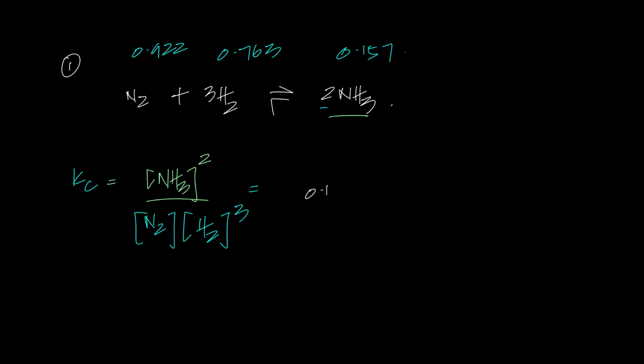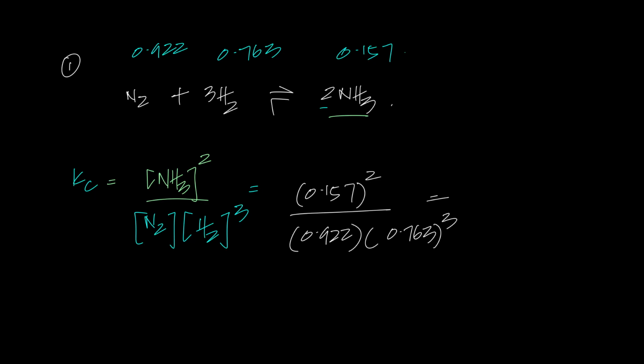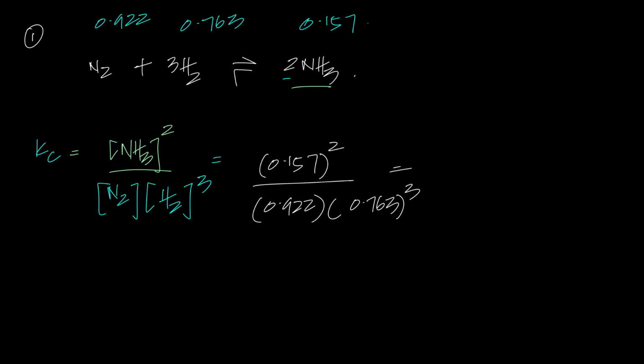It's again 0.157 raised to the power 2 effectively. Nitrogen is 0.922 raised to the power 1, and that's why I'm not writing anything. 0.763 raised to the power 3, right? So what do we get? We get 0.0602. Isn't that true? That's what we get.